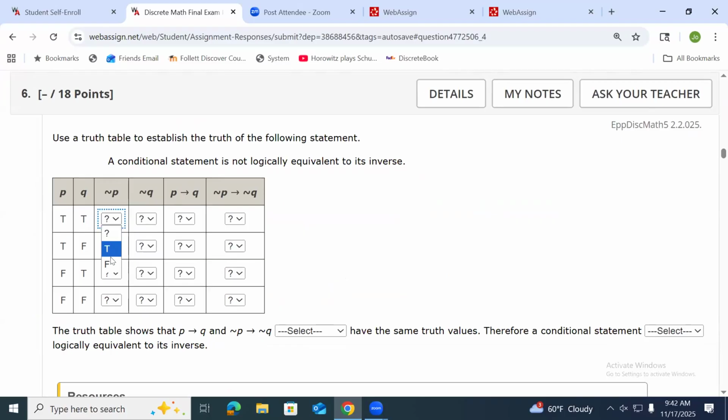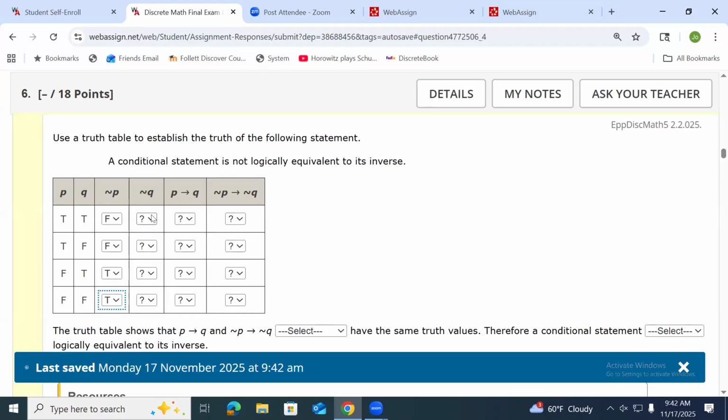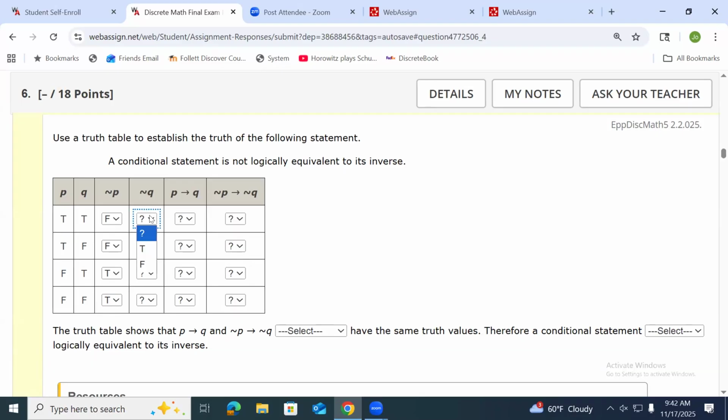False. False, true, and true. Okay, right. Good job. Okay, perfect. And then next group, Anthony and Arturo, what should I put for the next column? False, true, false, true. Yeah.